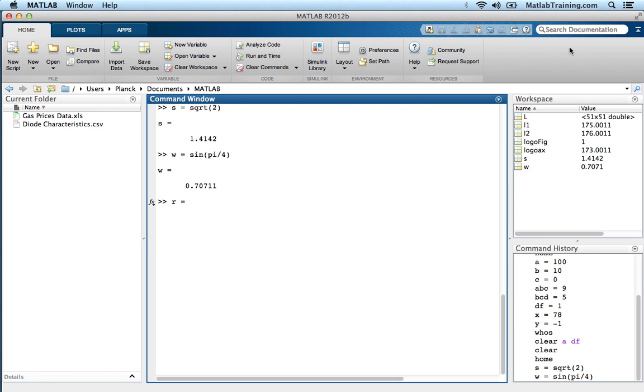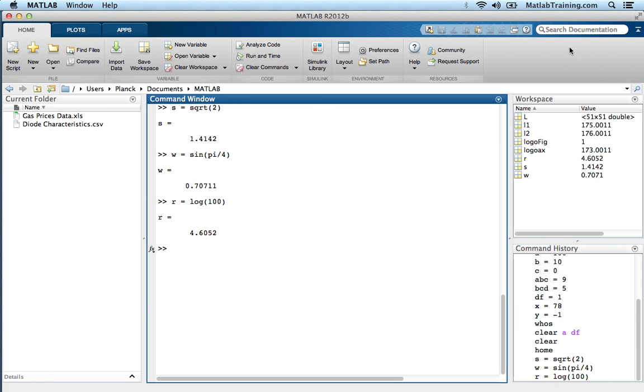Another example, let's say r equals log of, let's say, some number 100. The result 4.6 goes into r. Note that this is logarithm to the base e, not the logarithm to base 10. These functions are predefined in Matlab. What that means is the algorithm to carry out the relevant computations has been built into Matlab.